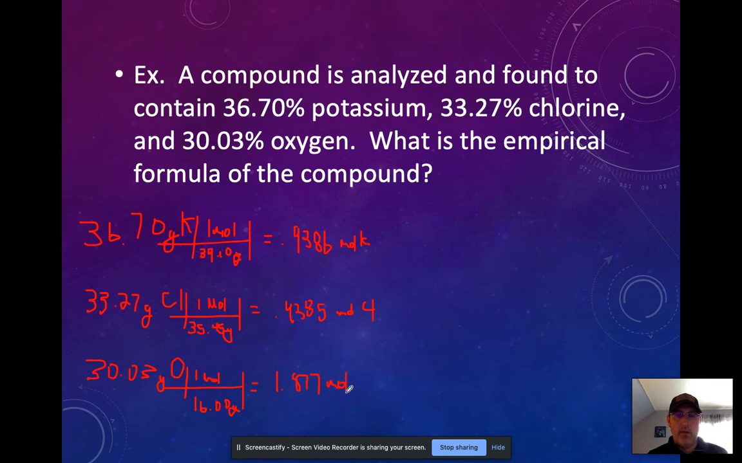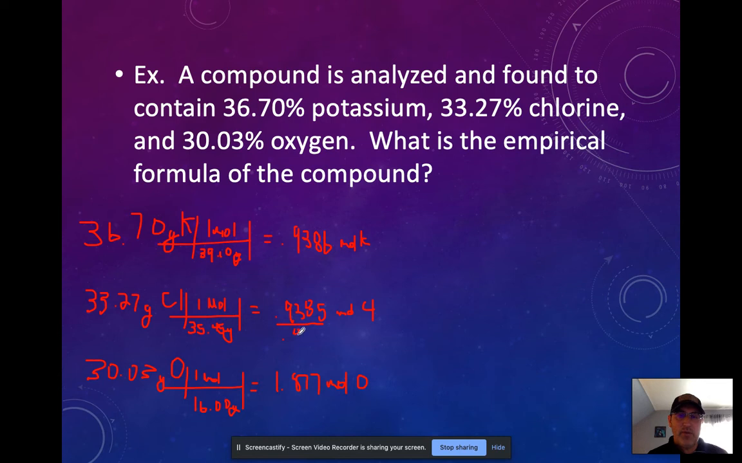Mole of O. Okay, so that's step 2. So you change it to moles. Now, step 3, divide by the smallest mole amount. So out of these 3 or 2 or 4, however many you're given, find the smallest mole amount and divide everything by that. So the smallest mole amount, barely, is 0.9385.